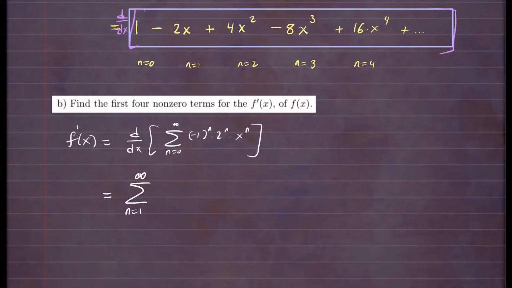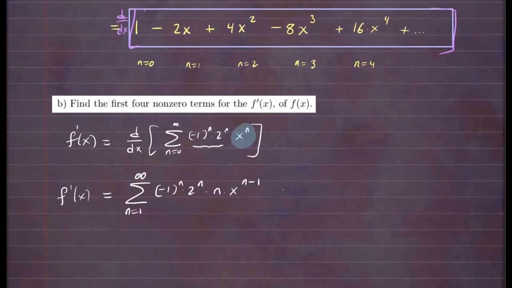So then the derivative of this formula right here, all of these are constants. You just carry them with you. So we're taking the derivative of x to the n with respect to x. So you bring down the power times x to the n minus 1. So that will be our formula for f prime of x.